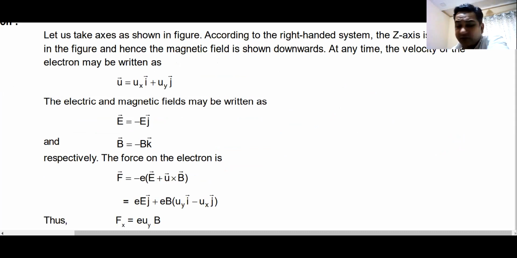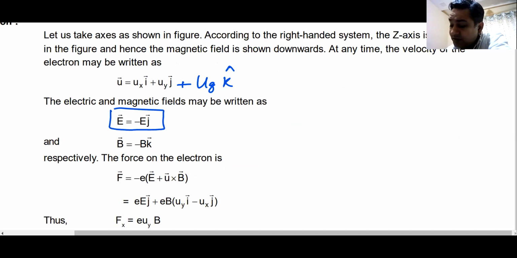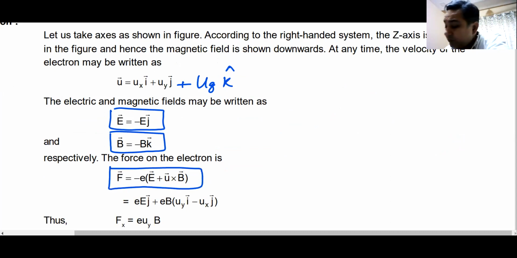Even if you don't understand the xy plane, even if you write plus uz into k, nothing will happen because there will be no force coming along the k axis. Are you getting my point? Electric field is written as minus E j. Magnetic field is written as minus B k. This is an electron, so you apply the Lorentz force formula: minus e, the charge of the electron, into E plus u cross B.